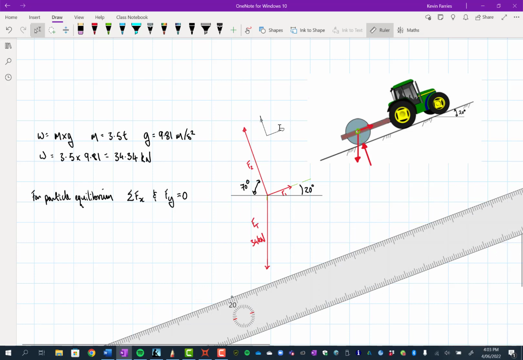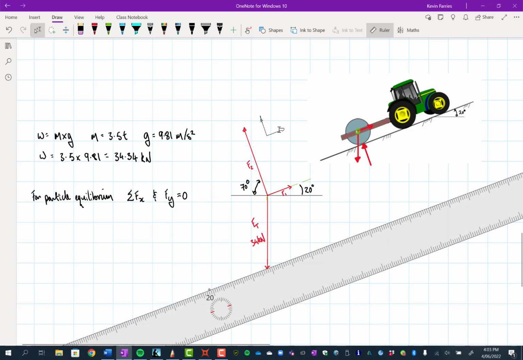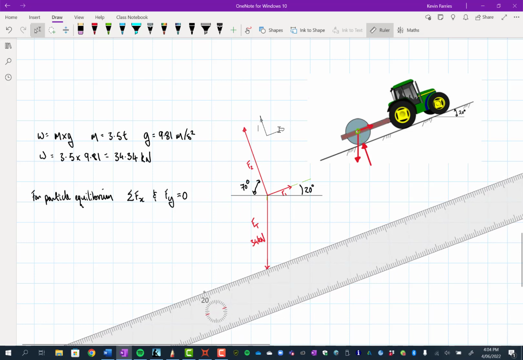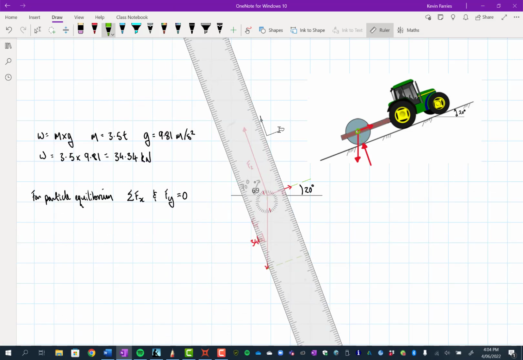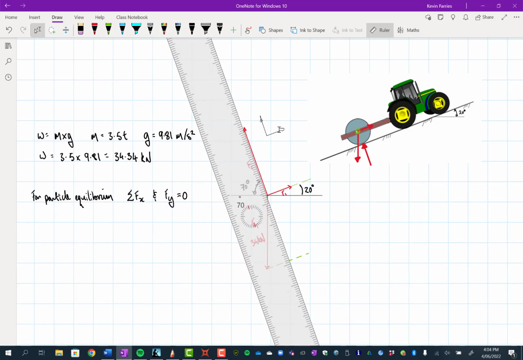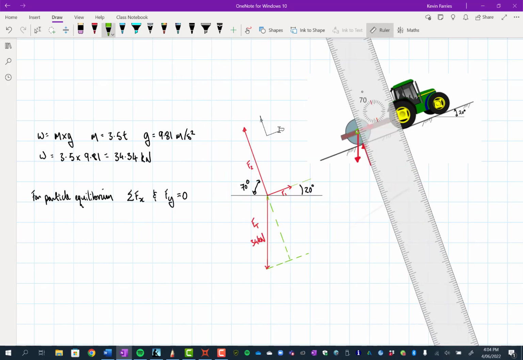Okay, so how do we do that? I'll do it in green. So x is this direction, y is this direction. Okay, and then we solve as usual.